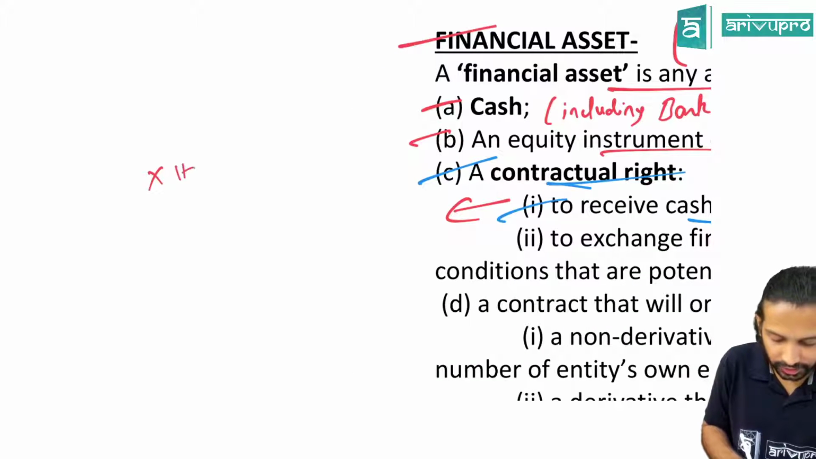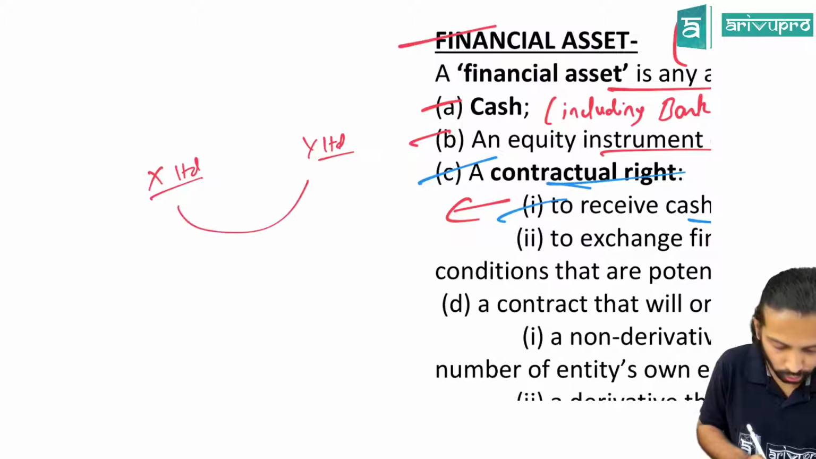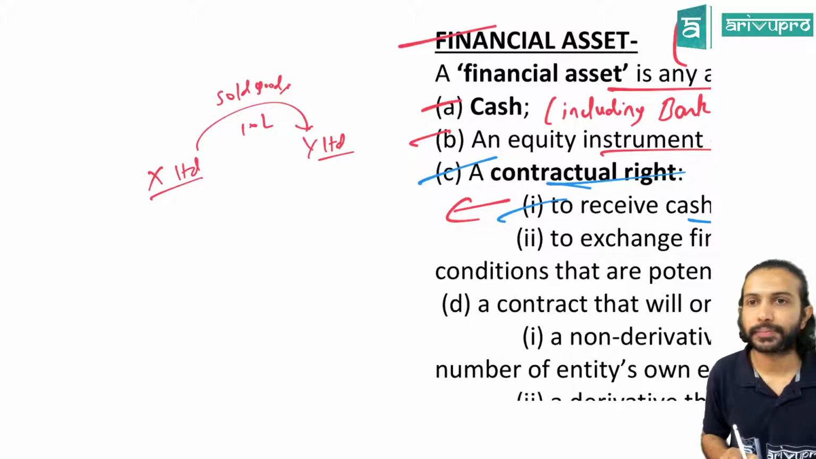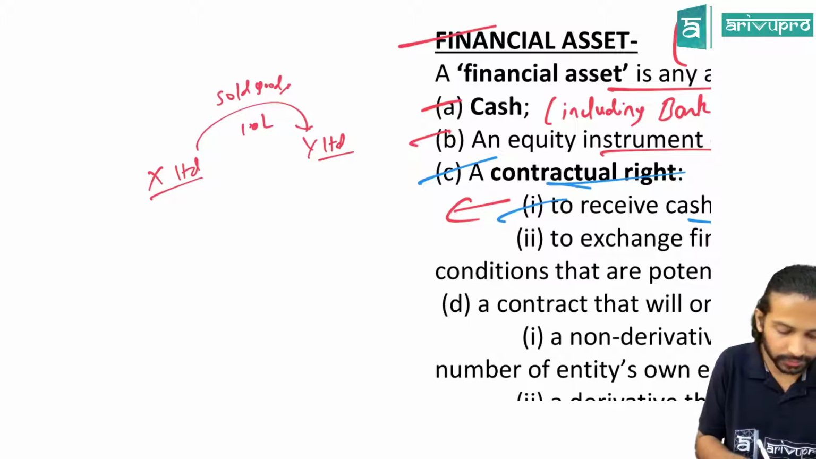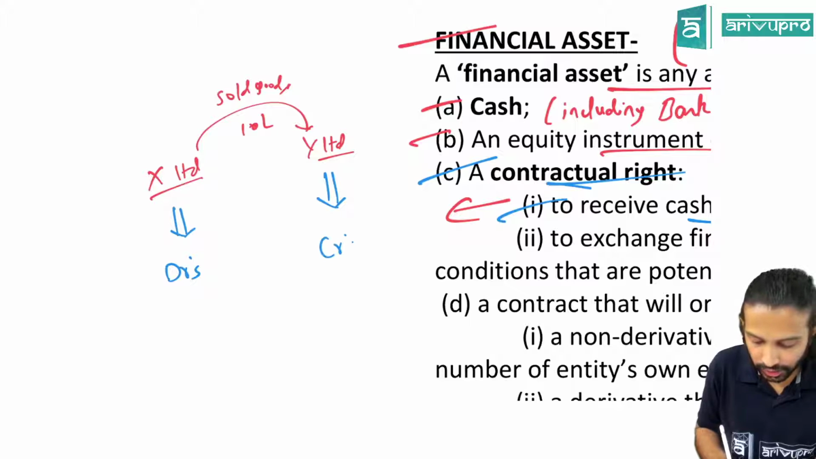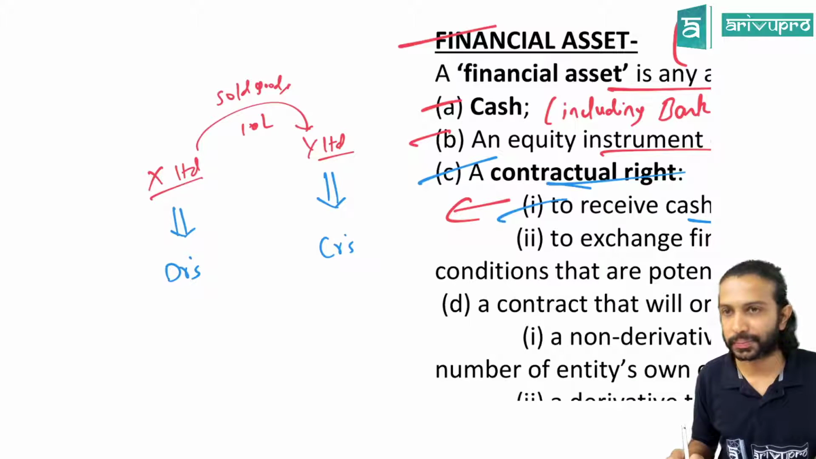X Limited, Y Limited. X Limited sold goods for 10 lakh rupees on a credit basis. That means X will show this as what? Debtor, because he has to collect the money from Y. Y has to pay this money. That means Y will show it as what? Creditors. Correct?